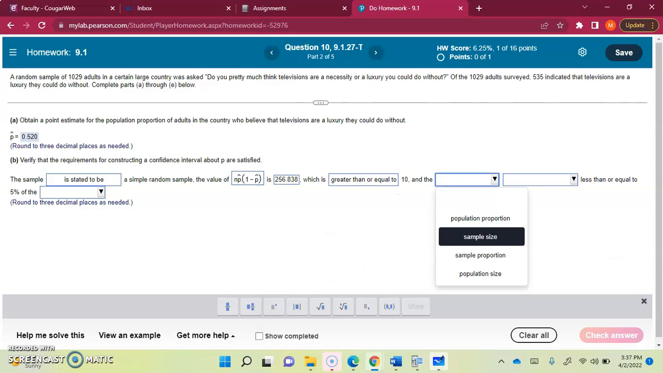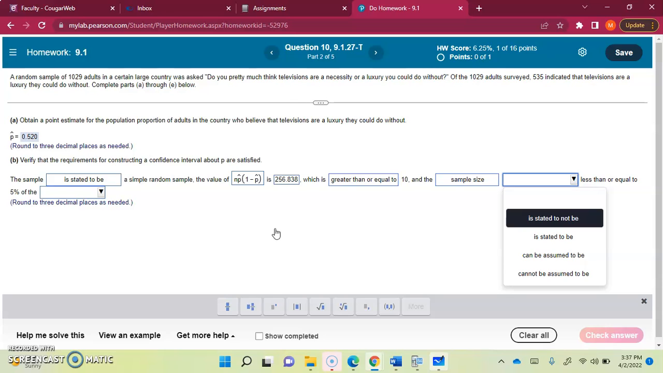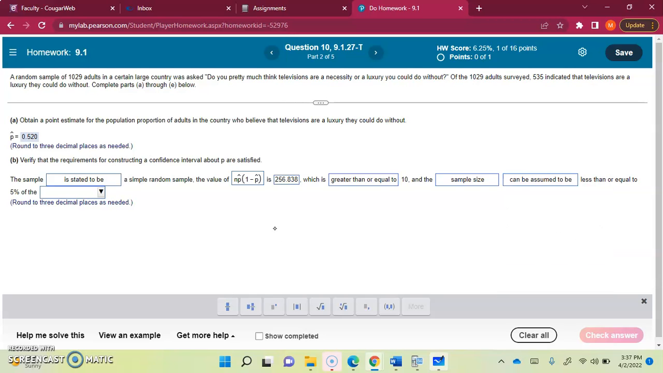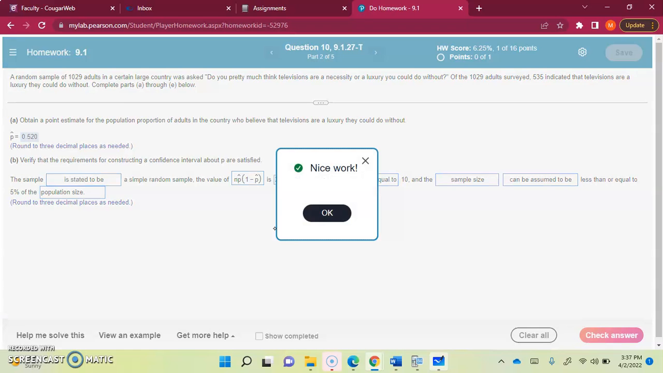And the sample size is assumed or stated to be less than 5% of the population. They don't say that, but in a country, they are only taking a sample size of 1029, so that's clearly less than 5% of the total population of the country. The country's population is more. So we can assume it, not stated. It's not written there, but that's our assumption. So let's check the answer.